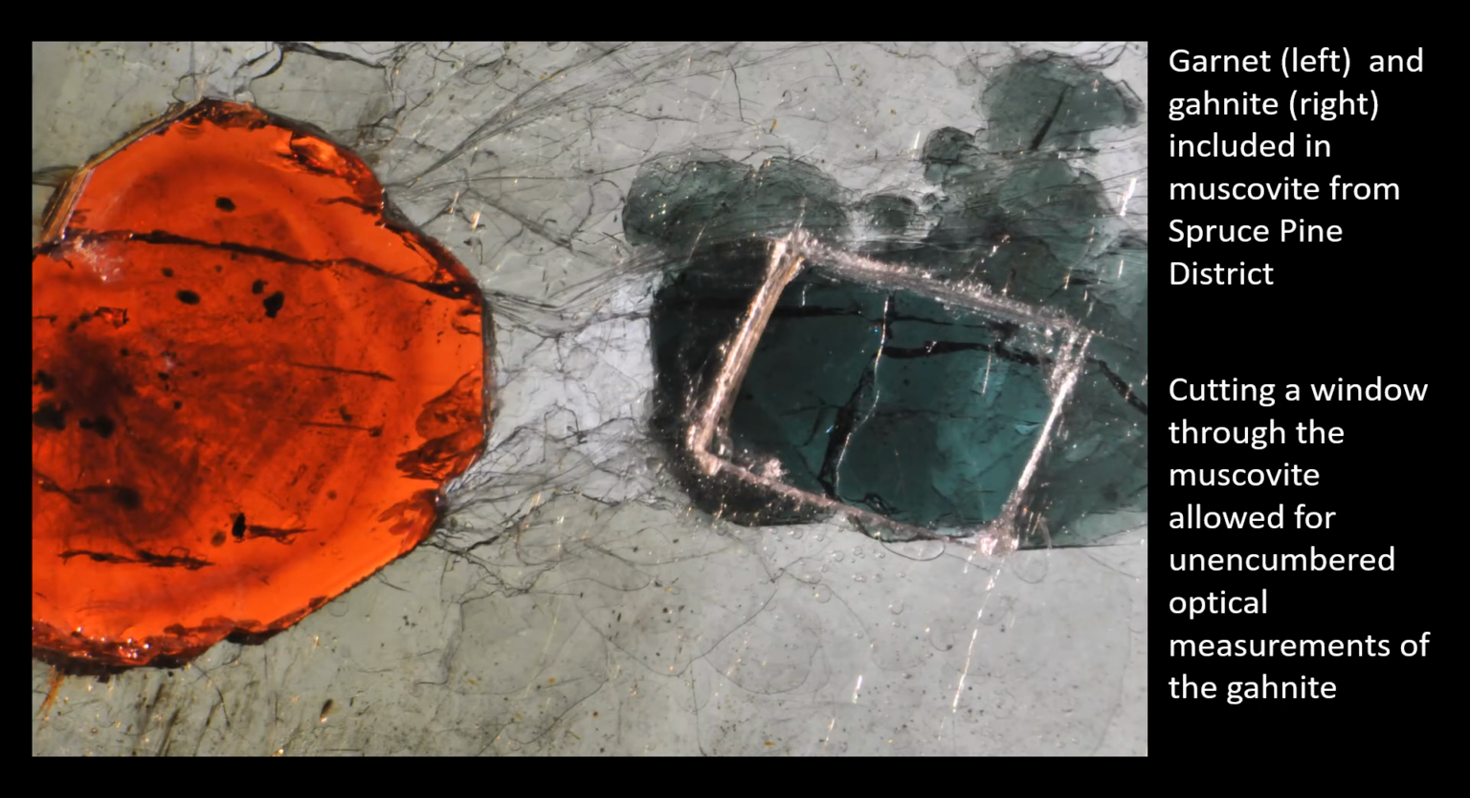Here is an additional sample from Spruce Pines of a flattened garnet and gahnite in muscovite. The gahnite is here on the right. You can see a rather large quartz inclusion that's just barely exposed at the surface, and you can see these cuts around the crystal. This window that we cut through the muscovite is what allowed us to actually observe its optical properties. On the left is a garnet crystal that's about 7 millimeters across.